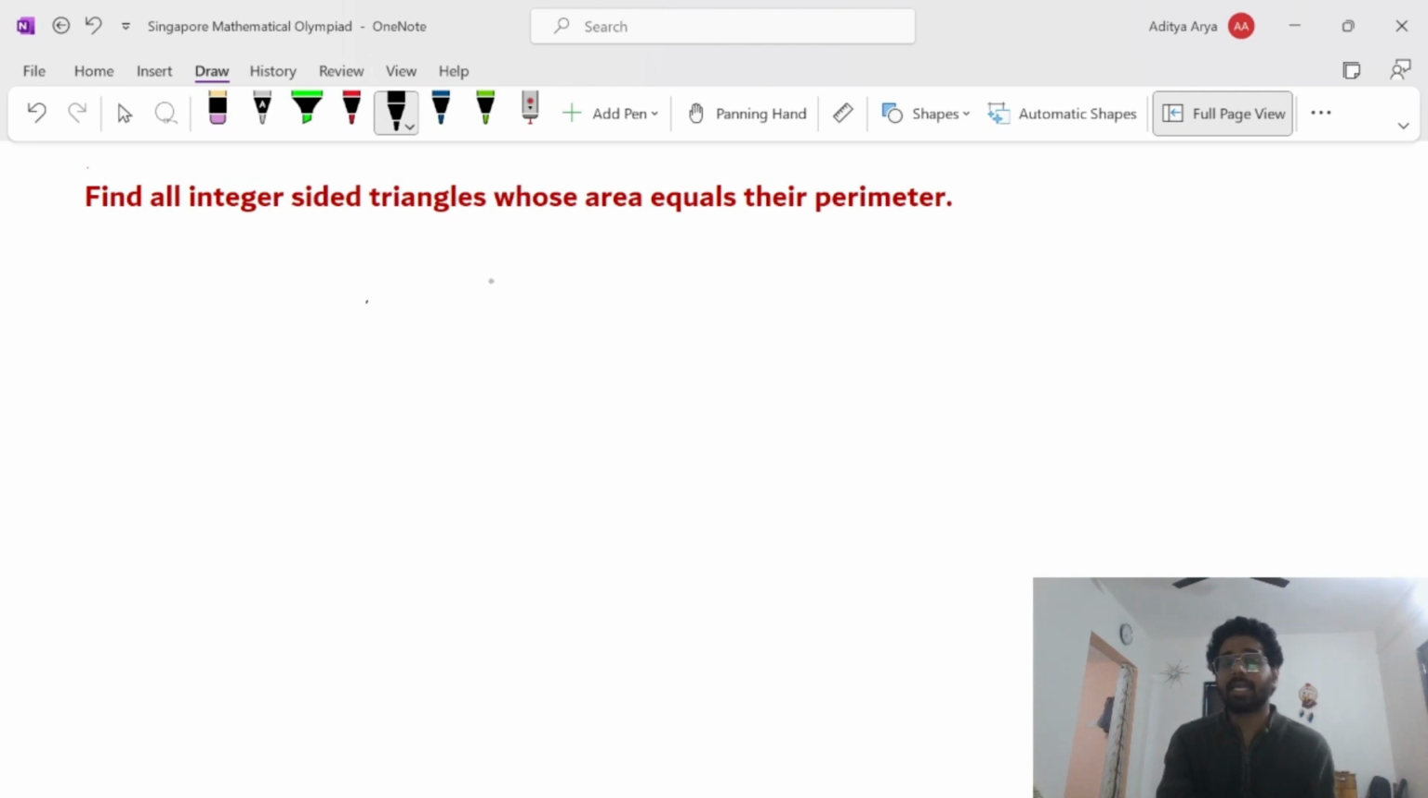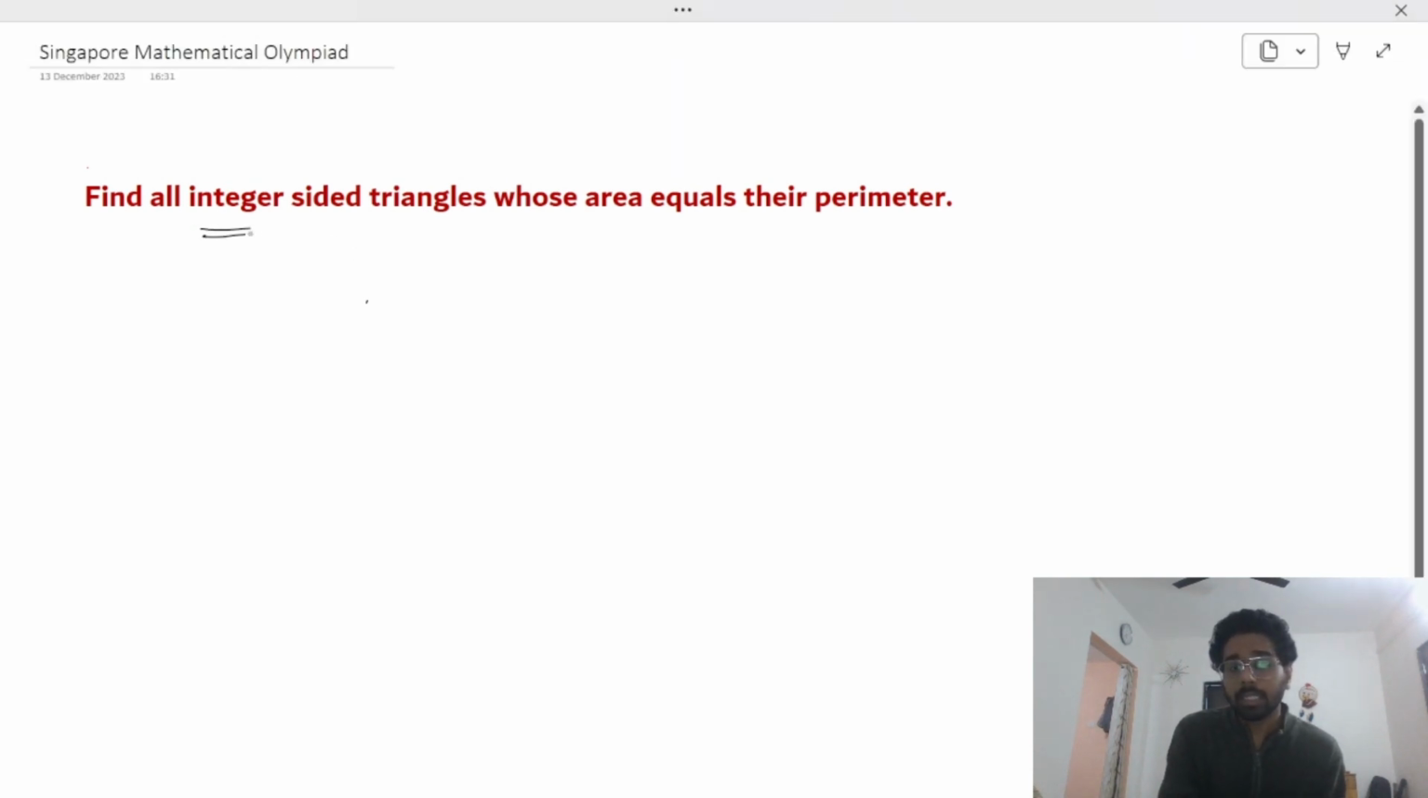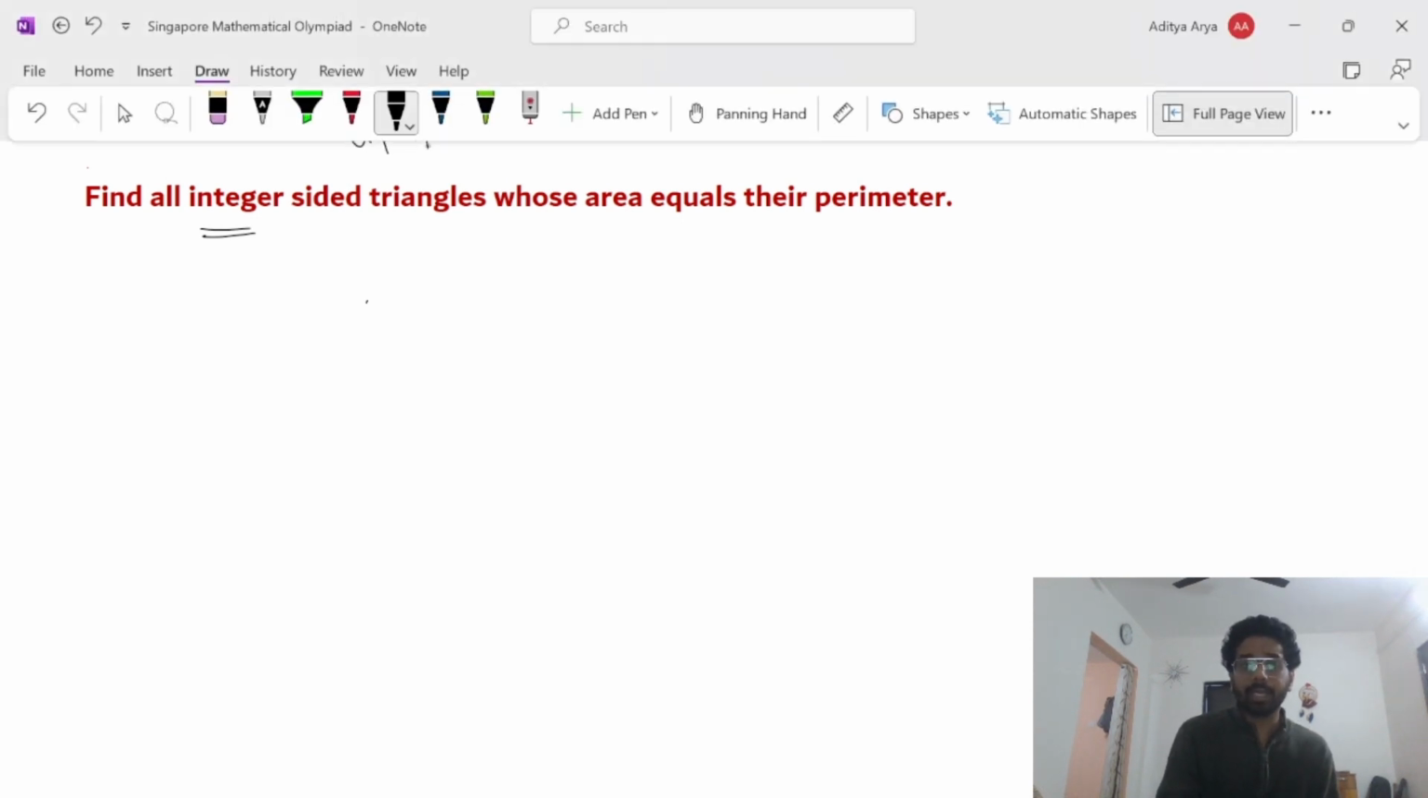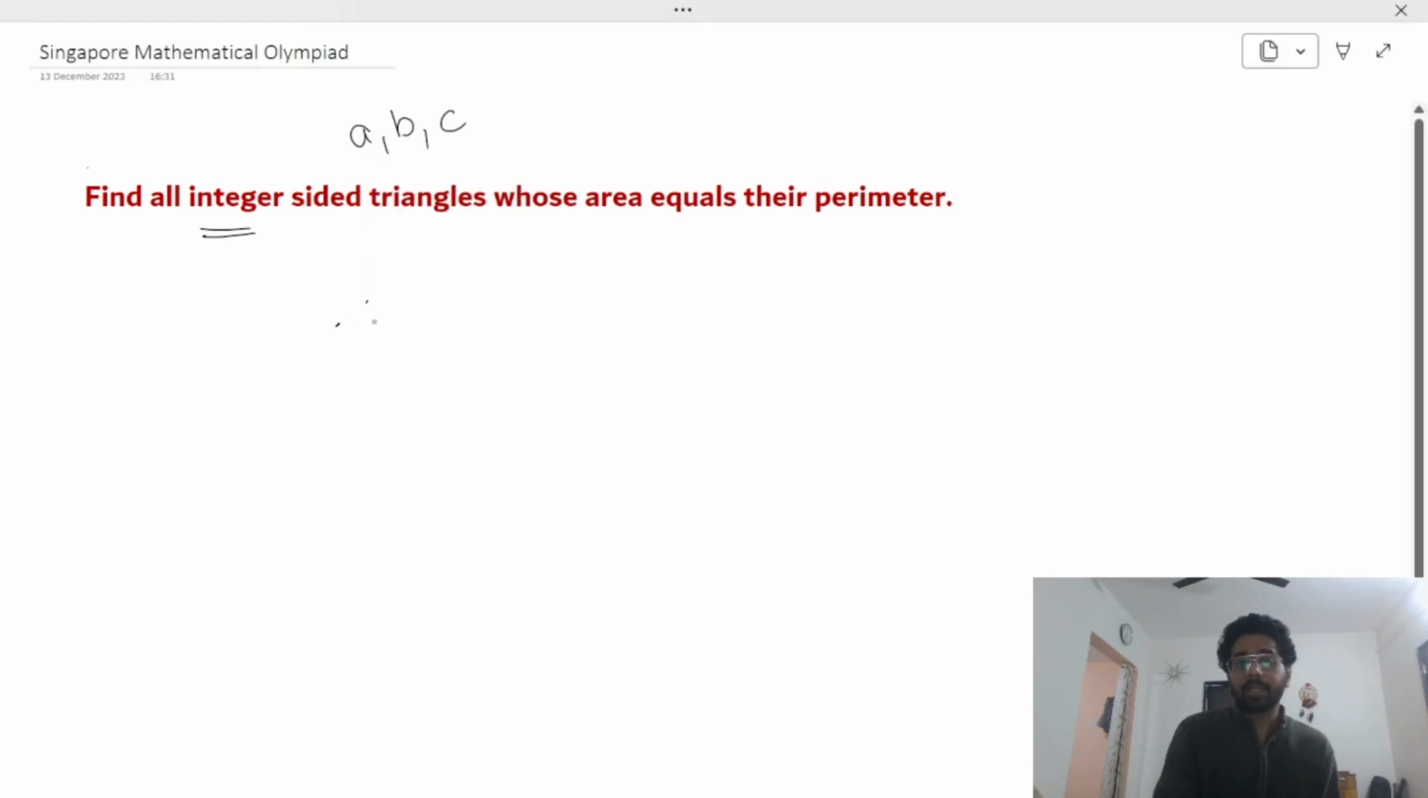Find all integer-sided triangles. This is very important. Now let's say the sides of the triangle are a, b, and c, whose area equals the perimeter. Now area is equal to perimeter.